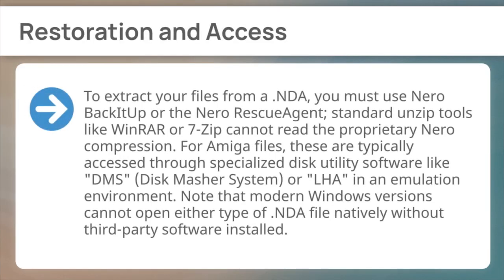Next, restoration and access. To extract your files from an NDA, you must use Nero BackItUp or the Nero RescueAgent. Standard unzip tools like WinRAR or 7-zip cannot read the proprietary Nero compression. For Amiga files, these are typically accessed through specialized disk utility software, like DMS, Disk Masher System, or LHA in an emulation environment. Note that modern Windows versions cannot open either type of NDA file natively without third-party software installed.